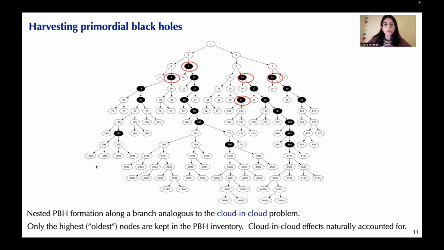So let me mention that when we look for primordial black hole formation, we start from the end of inflation hypersurface, and at each branching, we check if the condition for the collapse is satisfied as we climb up the tree, up to the root. And if it is, we mark the node in black. And it's really common to find nested PBH formation along a branch that is really similar to the cloud-in-cloud problem, namely to the formation of smaller structures inside the larger ones. And since here we only keep the highest or the oldest nodes in the PBH inventory, then stochastic trees naturally account for cloud-in-cloud effect. That is a nice property of them.